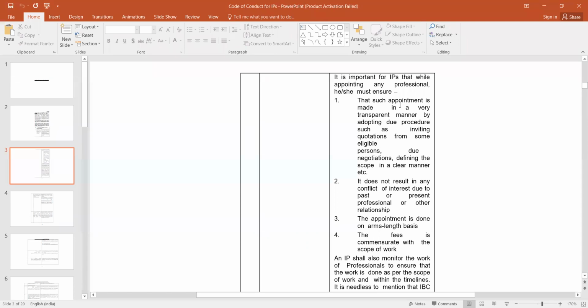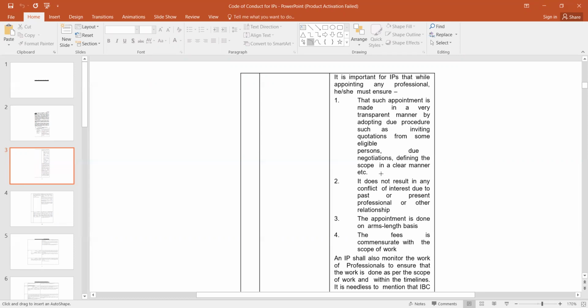Suppose you have been appointed as an IRP and you appoint your sister-in-law as a valuer, or you try to appoint your relative as a professional. So that is the point basically. You have to adopt the due procedure, inviting quotations from some eligible persons, due negotiations, defining the scope in a clear manner, because sometimes your actions are also subject to the scrutiny of the adjudicating authority.